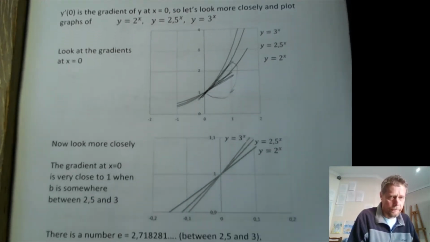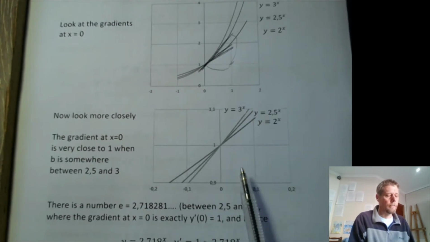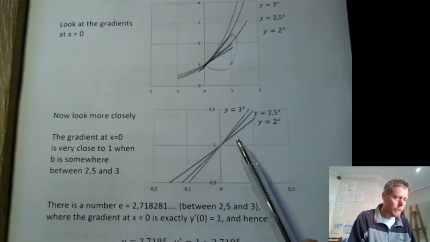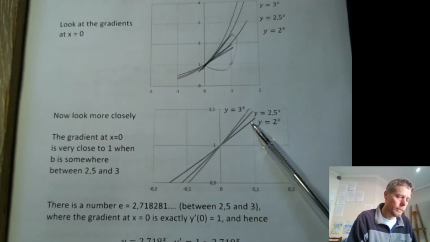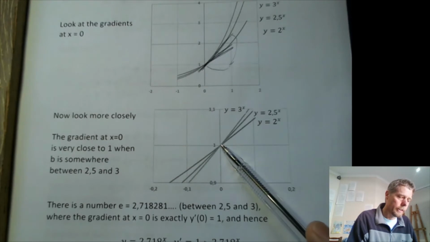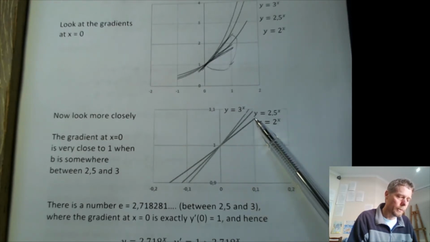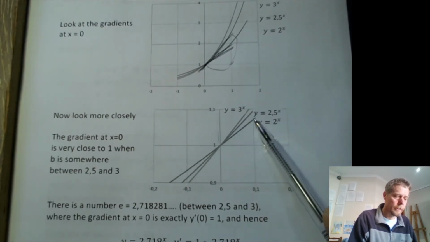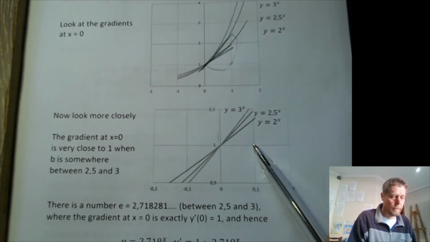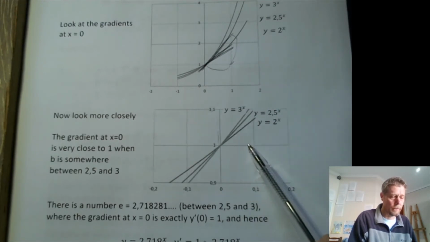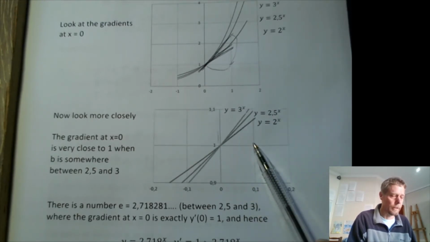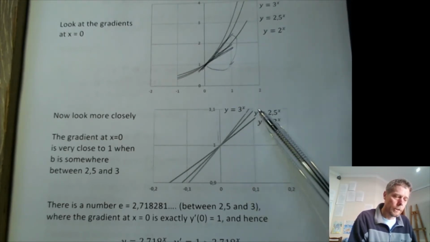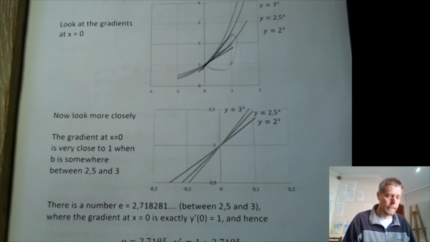Let's now zoom in. So now I'm only going up to x equals 0.1. If we look at y equals 2 to the x, see it's almost a straight line now. And you can see that m is definitely less than 1, because the increase here is 0.1 and the increase here is 0.07, so 0.07 divided by 0.1. That's my m, less than 1. If we look at y equals 2.5 to the x, you can see it's also just less than 1, and 3 to the x is definitely more than 1.